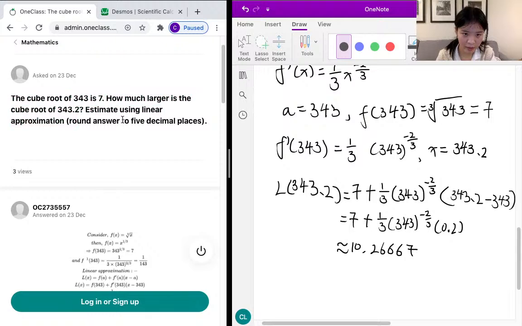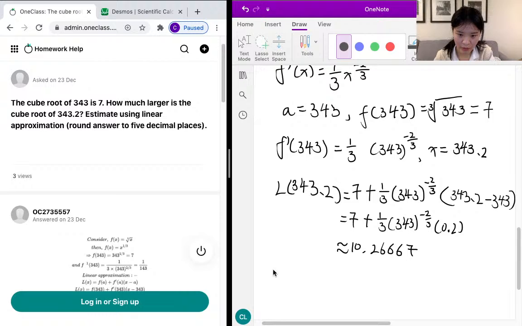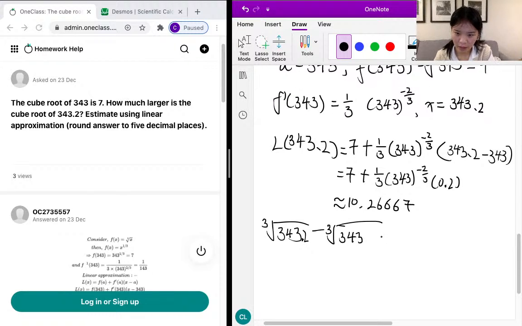But it doesn't ask us the value of the linear approximation. It asks us how much larger is the cube root of 343.2 than the cube root of 343. So we need to find the difference, or I guess I need to go the other way around, because the cube root of 343.2 would be larger than the cube root of 343, because 343.2 is larger than 343. So yeah, that will be our value here.